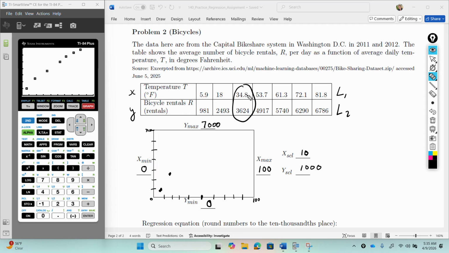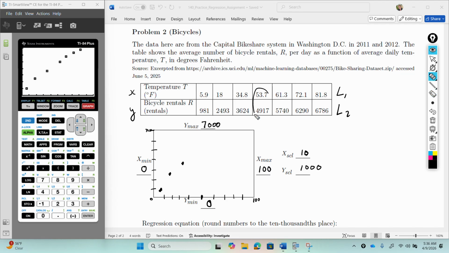All right, 34.8, comma, 3624. So 30 is here, 40 here. 34.8 is about halfway. And then 3624. So 1,000, 2,000, 3,000, 3.5, 36 would be about there.